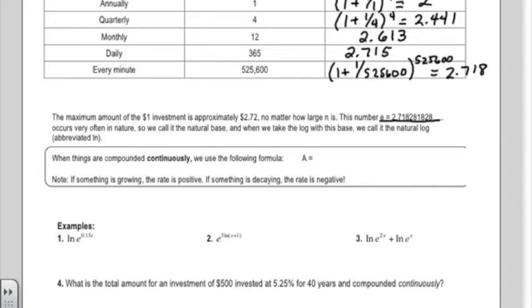And it's a number that occurs very often in nature. So we call it the natural base. So when we take the log with this base, we call it the natural log. So Mr. Napier always talks about natural log. So the guy that invented logarithms, his last name is Napier. So it was originally NL, Napier's log, but they changed it to LN.